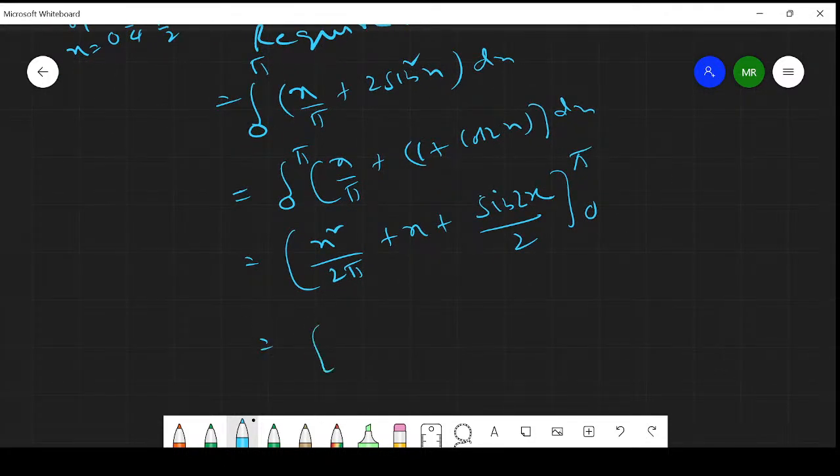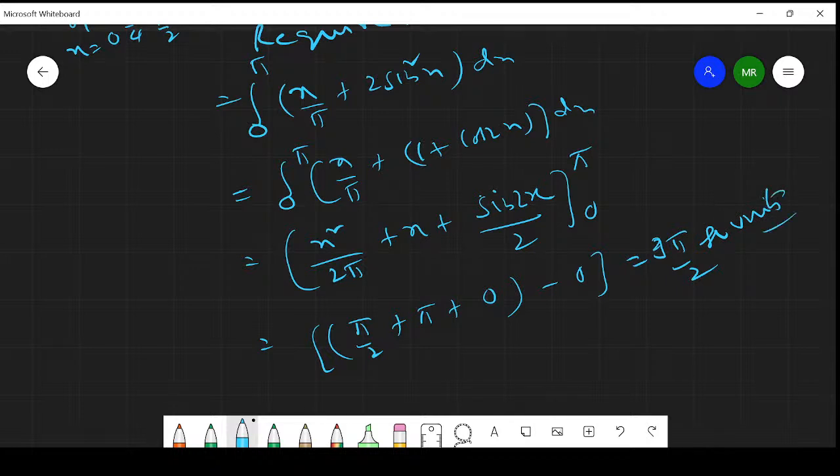Now substitute the values. For the upper limit, pi square by 2 pi, the pi will get cancelled, giving pi by 2, plus pi, plus sin 2 pi by 2, which is sin 0, 0. For the lower limit, everything is 0. It will come to pi by 2 plus pi, 3 pi by 2 square units. That is the required answer.